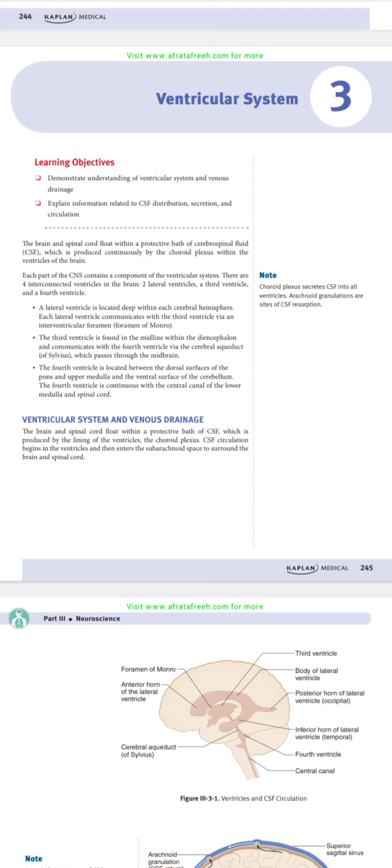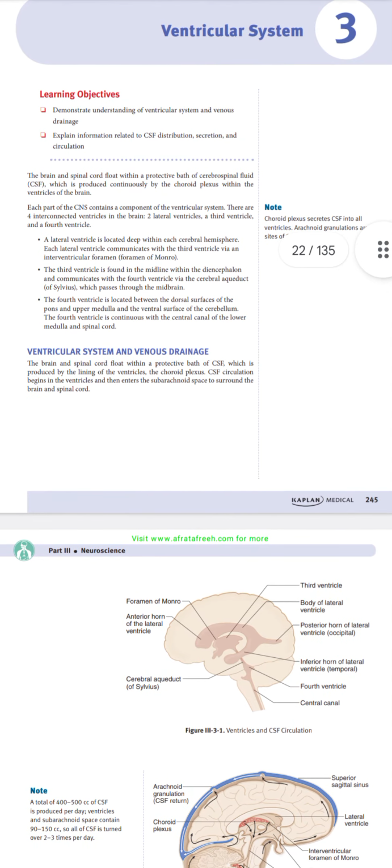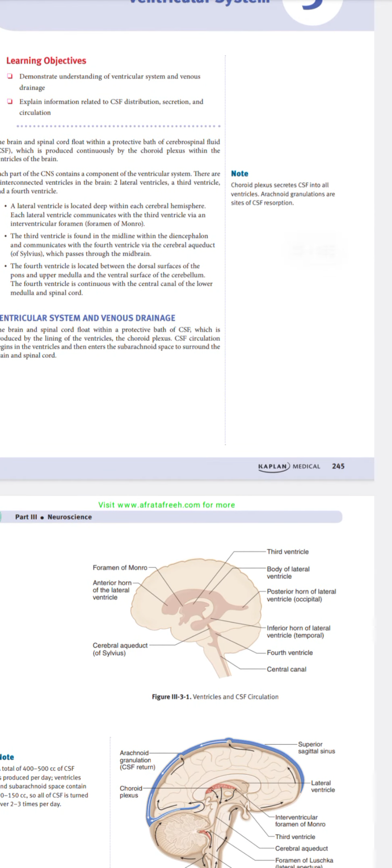CSF is produced by the choroid plexus, whereas it is absorbed by the arachnoid granulations, that is the site for the CSF resorption. Moreover, CSF production begins in the ventricle and then it enters into the subarachnoid space. As you can see in this diagram that shows the ventricles and the CSF circulation.